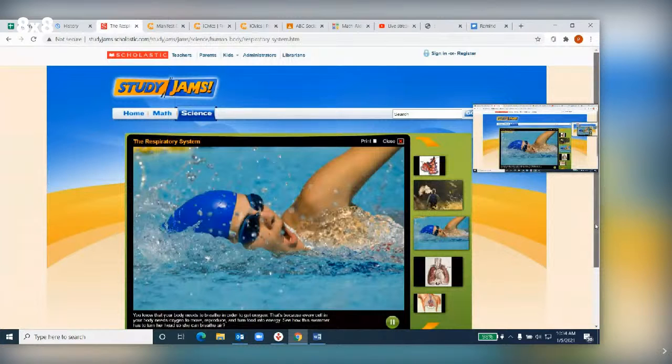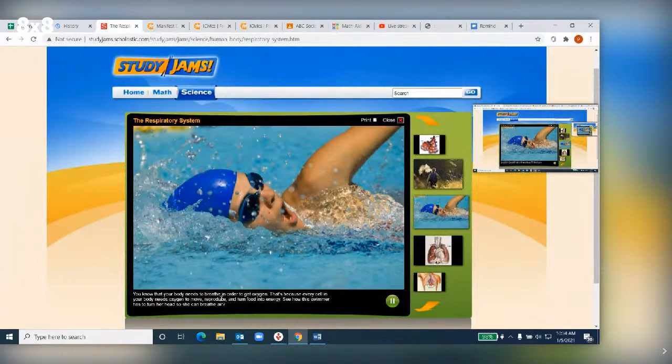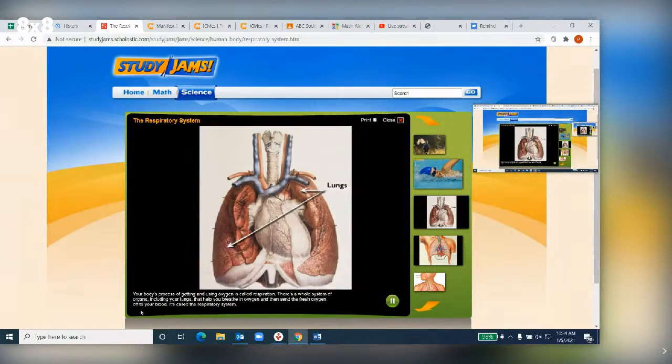So if you look down here, it says your body needs to breathe in order to get oxygen. That's because every cell in your body needs oxygen to move, reproduce, and turn food into energy. See how this swimmer has her head turned so she can breathe in air. It says your body's process of getting and using oxygen is called respiration. There's a whole system of organs, including your lungs, that help you breathe in oxygen, then send the fresh oxygen off to your blood. It's called the respiratory system.